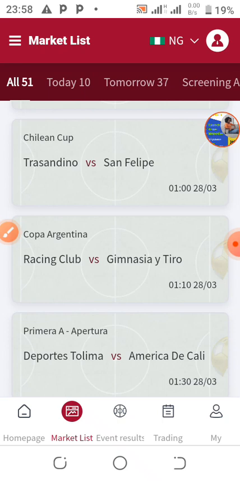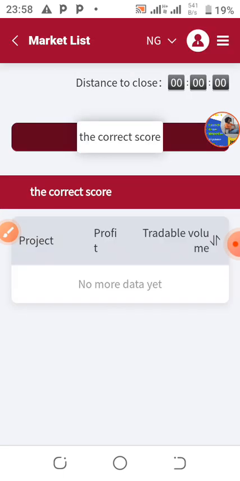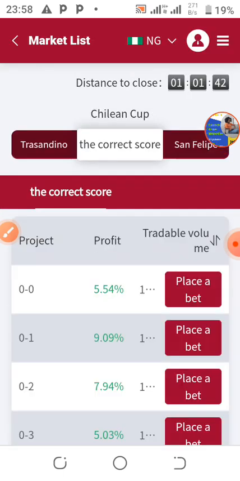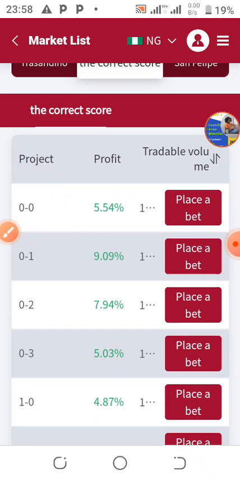Assuming I want to play that particular game and I click on it, that's what you do. I want to show you how to play the game now. I click on it. This works with just correct score. That's exactly what we're doing here. Having clicked on that game, I'm going to see different correct score choices, that's predictions, and the odds, their profit percentages. Like this first one says 0-0. That is, this game ending in 0-0.